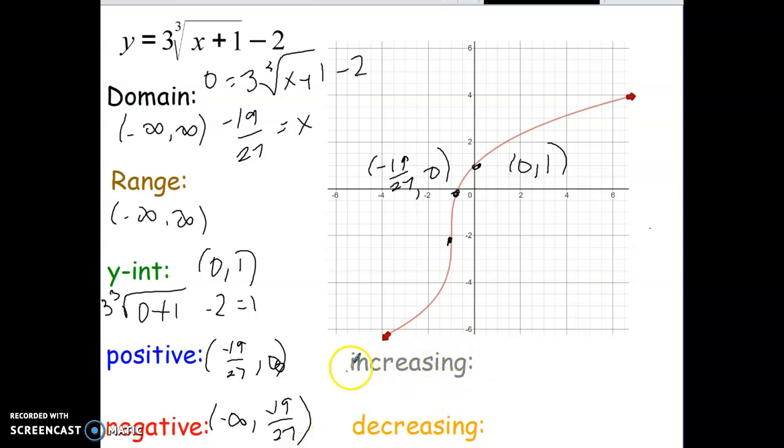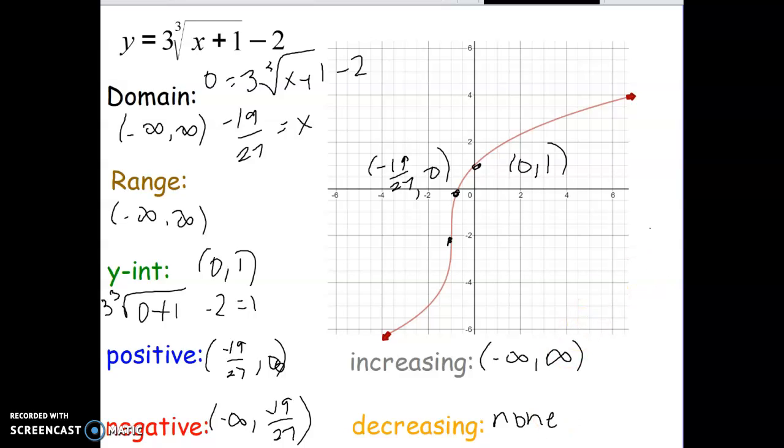Okay, increasing. So what does increasing mean? Increasing means it's going up. So if I look at the graph from left to right, I can see that this one is increasing on its whole domain. So it's increasing from negative infinity to positive infinity. Well, if it's increasing everywhere, then it's not decreasing at all. So I can put none or nowhere. There aren't any, but don't leave it blank. Let me know that you know that it is not decreasing.